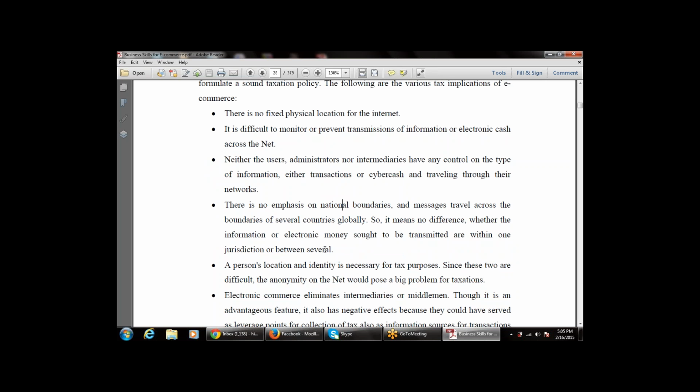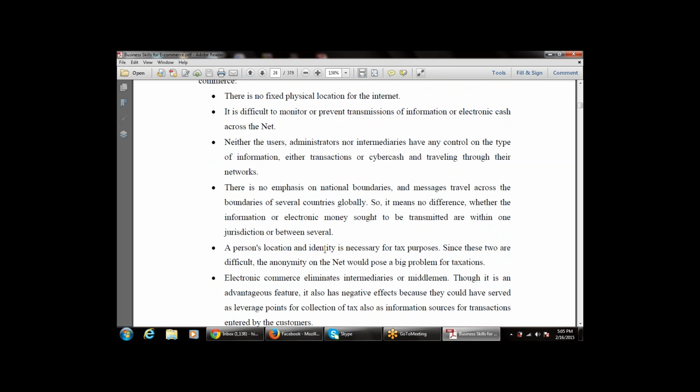There is no emphasis on national boundaries, and messages travel across the boundaries of several countries globally. That is, the messages can travel globally across the countries. So it means no difference whether information or electronic money is sought to be transmitted within one jurisdiction or between several. That is, there is no standard way of making the transaction, whether it is transmitted within one jurisdiction or several jurisdictions.